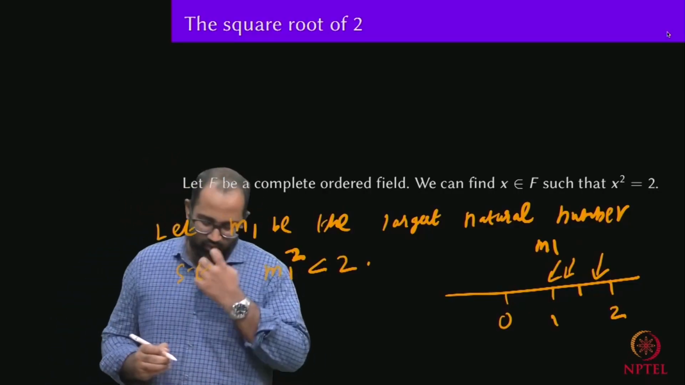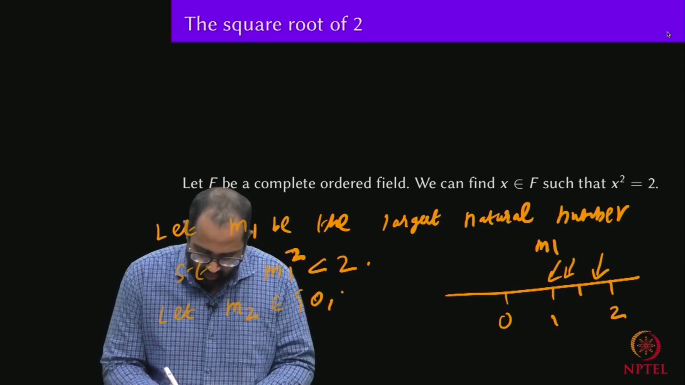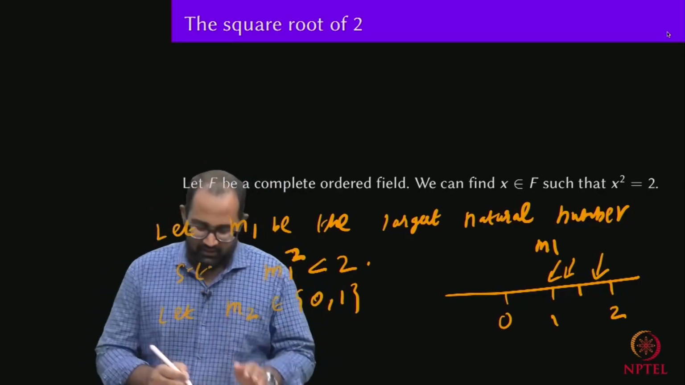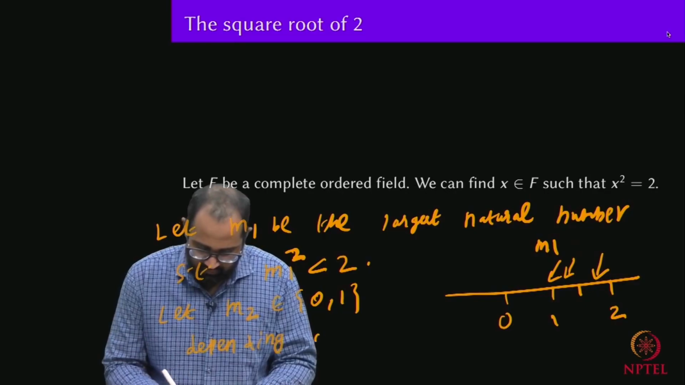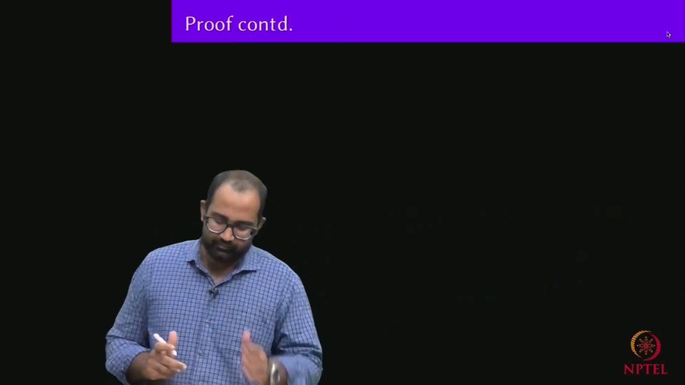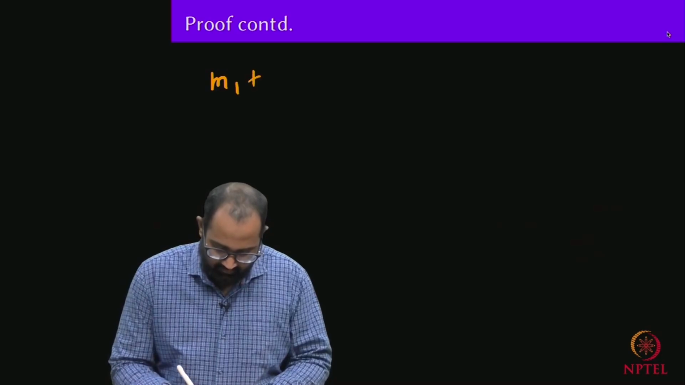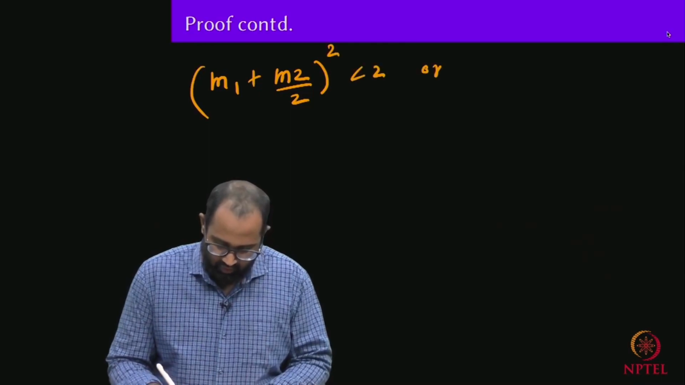Now, what I am going to do is let M2 be either 0 or 1, depending on whether (M1 + M2/2) the whole squared is less than 2 or not.